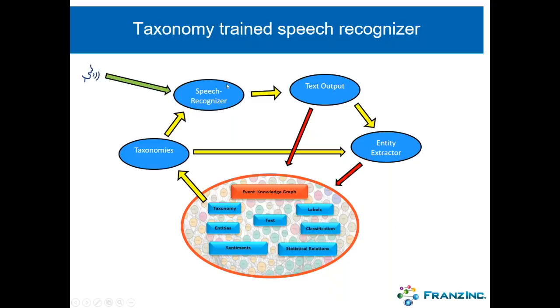So that if we mention a product, it actually shows up in the text that we got, so that we then can apply our entity extractor and get the right concepts out of a text. And obviously the entity extractor is also fed by this taxonomy. Okay, so this is kind of the magic of why we can do speech recognition and speech technology and get really good results.